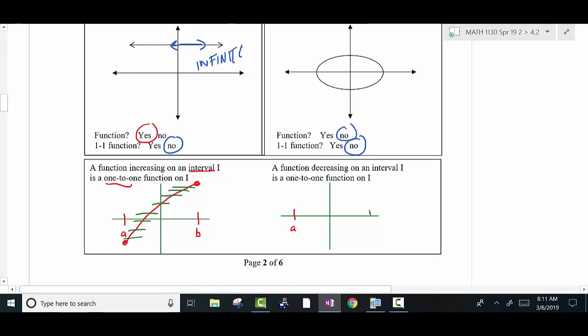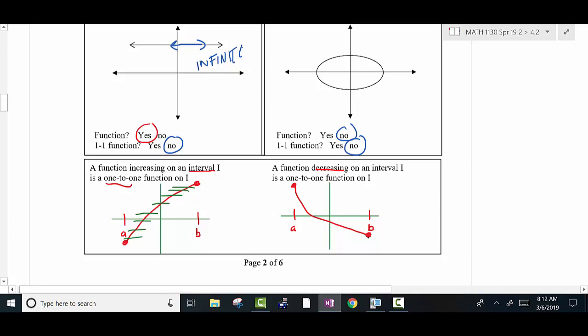If you had an interval from A to B and you made a function decreasing the whole time, then it would do something like this. Let's just say we have a function kind of doing something like that. Is that one-to-one? Yep, absolutely.